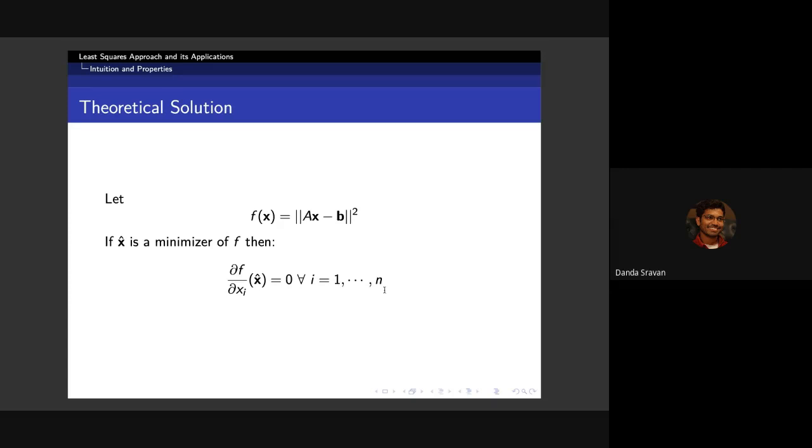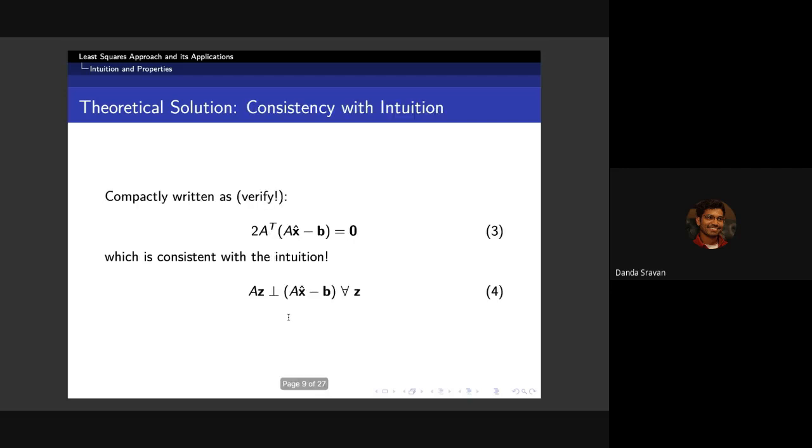If we compute the derivatives, we'll get a lot of equations. I'm not going to show all the details, so you can probably verify it at home. These can be compactly written as the derivative condition like this, which in fact is consistent with our intuition.